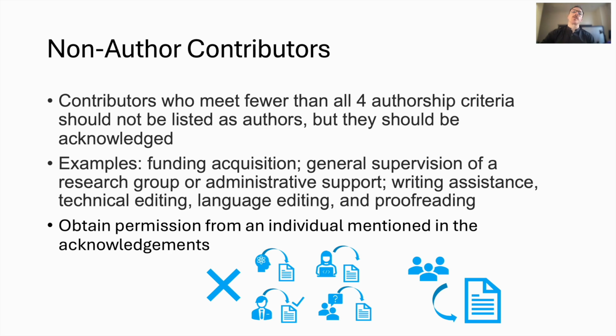So let's talk a little bit about non-author contributors. Contributors who meet fewer than four of the above criteria for authorship should not be listed as authors, but they should be acknowledged. Examples of activities that alone, without other contributions, do not qualify for authorship are, for example, the acquisition of funding, general supervision of a research group, or general administrative support and writing assistance, technical editing, language editing, and proofreading.